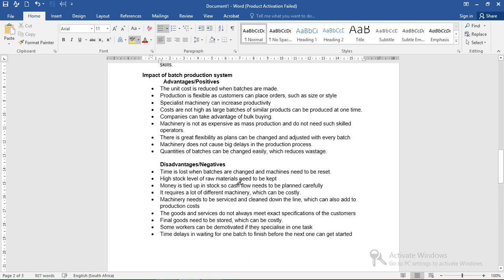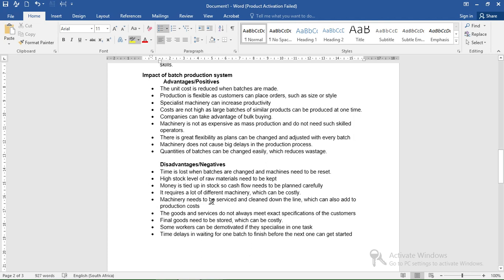And high stock levels. It results in high stock levels of raw materials because we're going to have materials for different batches. So it will result in stocking a whole lot of raw materials, which may require a lot of space. And also money is tied up in the stock that you keep. If you're keeping a lot of stock, it results in cash flow problems because all the money you've used to buy stock is tied up in stock that you're keeping and that you haven't sold yet.